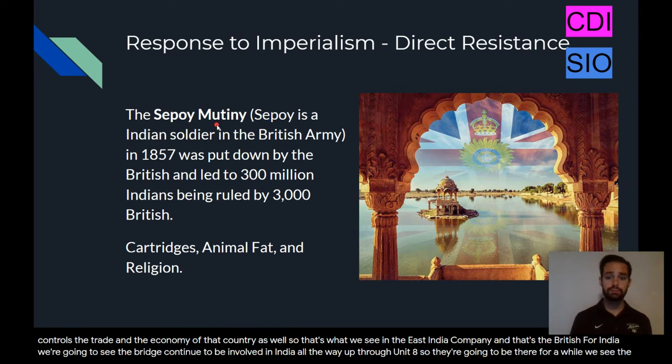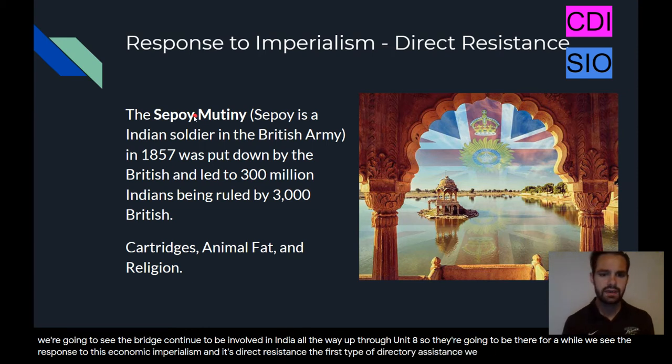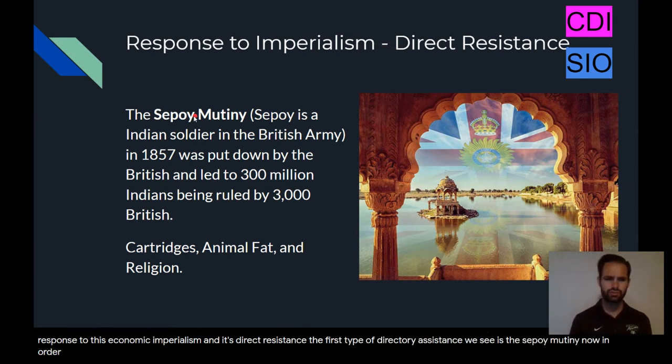We see the response to this economic imperialism is direct resistance. The first type of direct resistance we see is the Sepoy Mutiny. Now, in order to truly understand the Sepoy Mutiny, we have to back up a little bit.